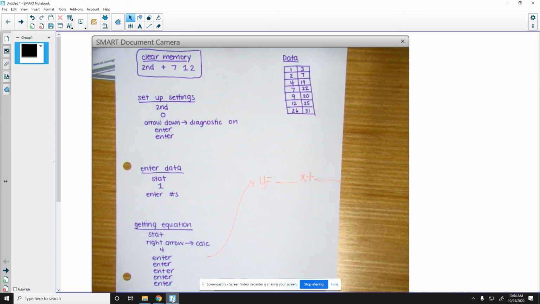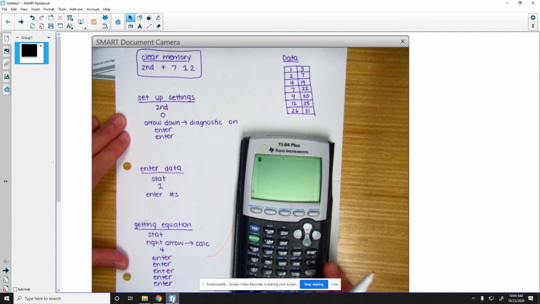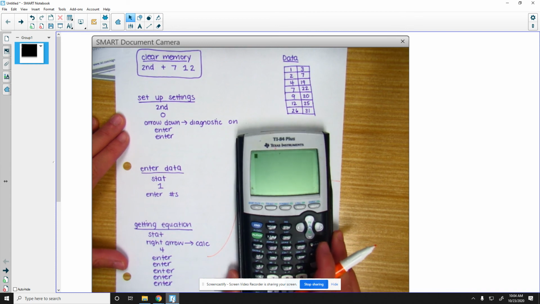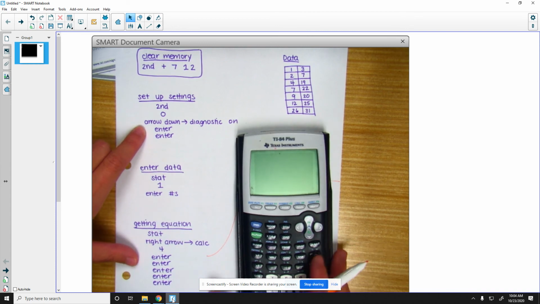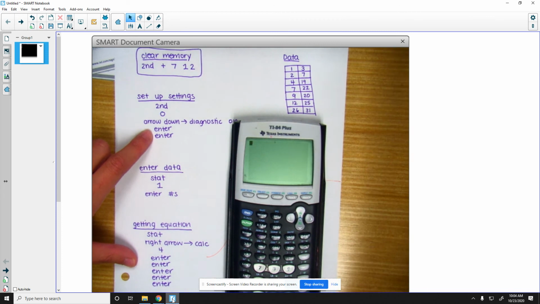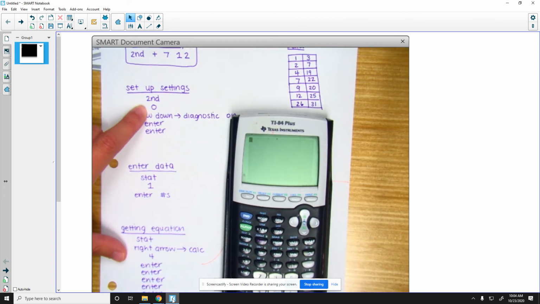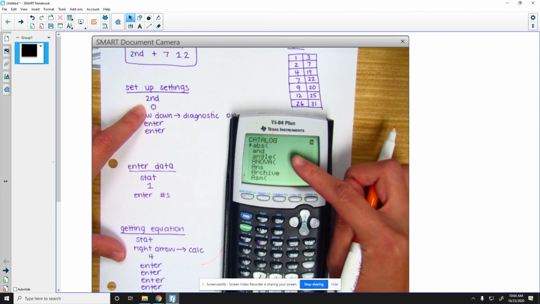Okay, so let's do this. What you're going to do first is turn on your calculator. Hopefully you already cleared it. Let's go ahead and first set up our settings. So what did we press? We hit second and then 0, and it should show up as a catalog.